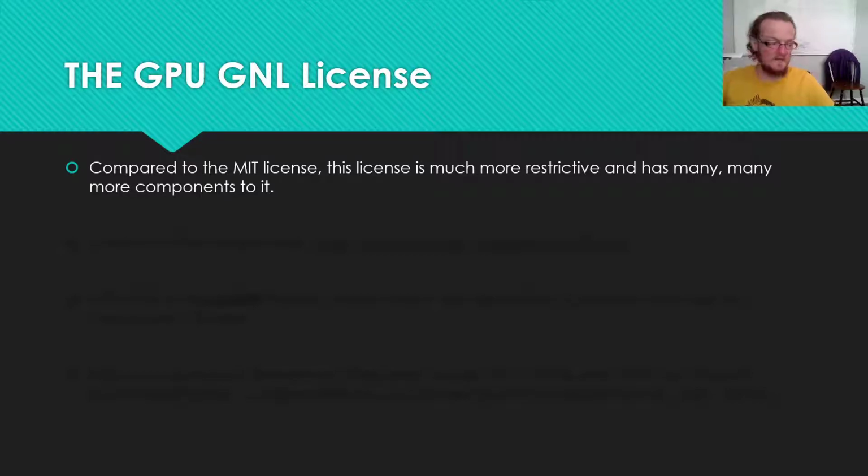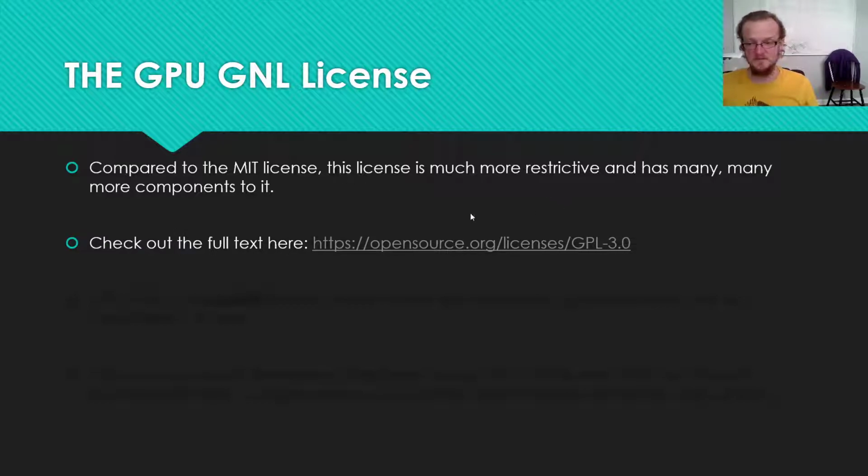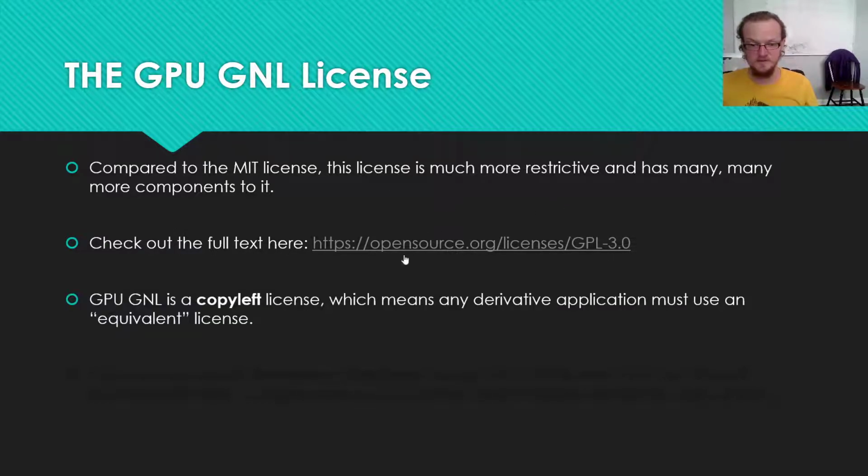So we talked about how the MIT license is certainly on the unrestricted part of the continuum. The GPU-GNL license is way more restrictive and has way more components to it. If you remember, we had that one screen capture, and it was maybe a paragraph and a half of text. If you go to the GPU-GNL license at the link that I had previously in the presentation, you will see that it is pages and pages and pages of stuff. You can actually go to this link to get there directly.